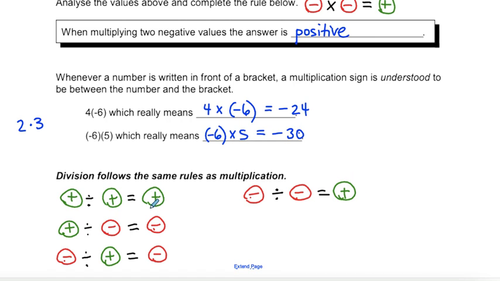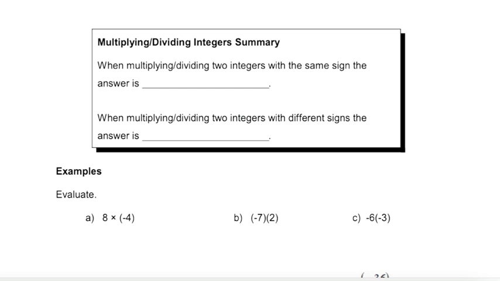So the same rules apply for multiplication as they do for division. If they are the same sign, so two positive values or two negative values, the final answer will be a positive value. And if they are different signs, then they are going to be a negative value. Let's go through some more examples. So just to recap, when multiplying or dividing two integers with the same sign, the answer is positive. And when multiplying or dividing two integers with different signs, the answer is negative.